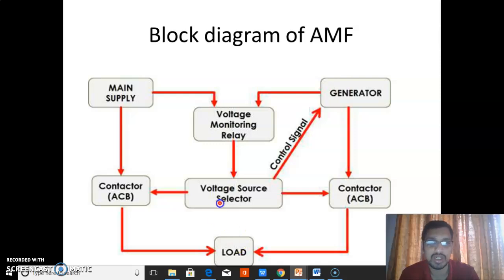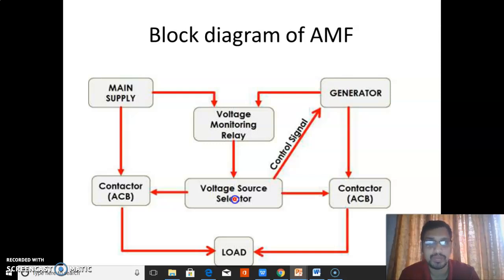Along with this, there are two blocks: the voltage monitoring relay and the voltage source selector. The function of the voltage monitoring relay is to sense the voltage of both the main supply and the generator at any instant. And the function of the voltage source selector is to turn the generator on or off, and to close or open the two circuit breakers or ACBs.